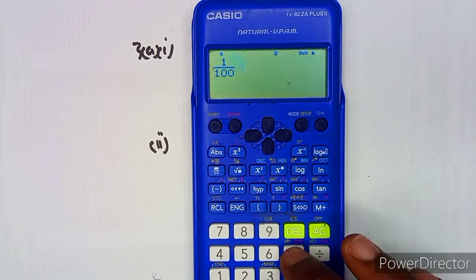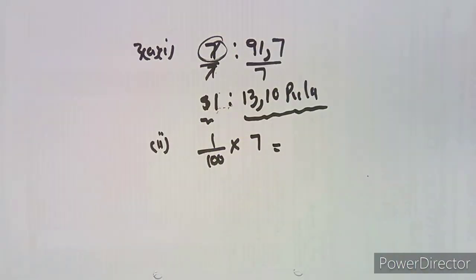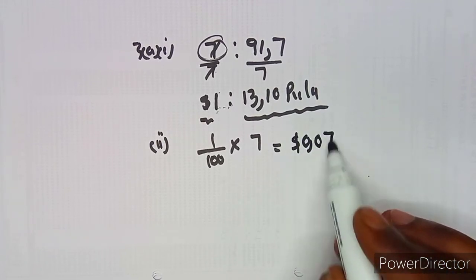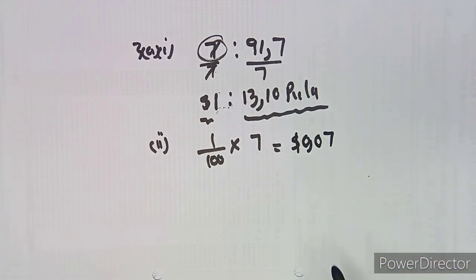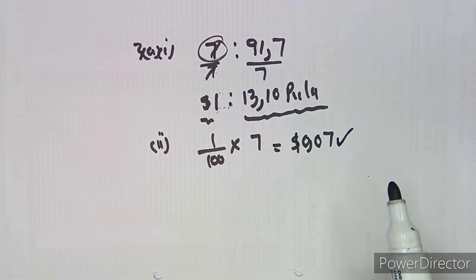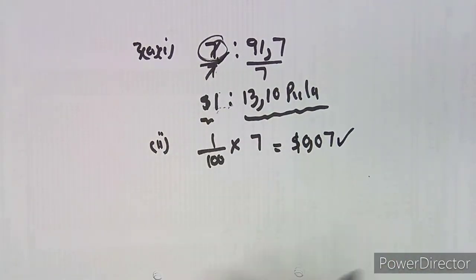1/100 by 7, which is going to be 0.07. So that's very, very little commission. Okay, so it's going to be $0.07 as the commission. So now what is going to be the total amount received? Because if this is a commission that she received, then we are going to add to the money that she had, which is $7.